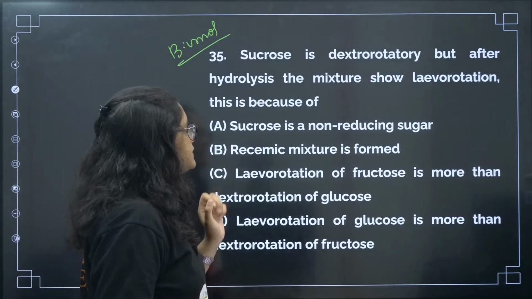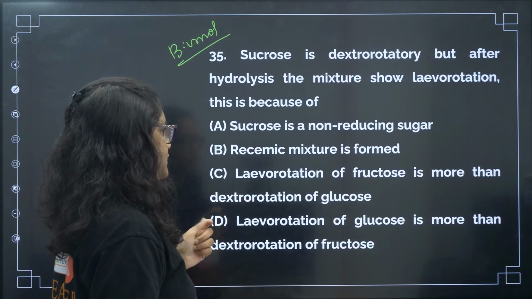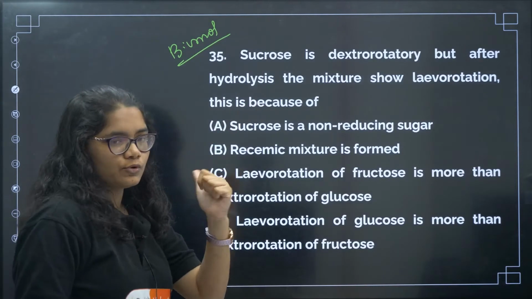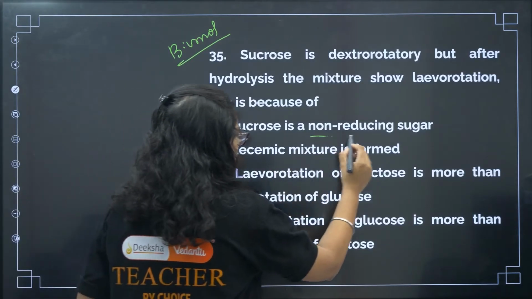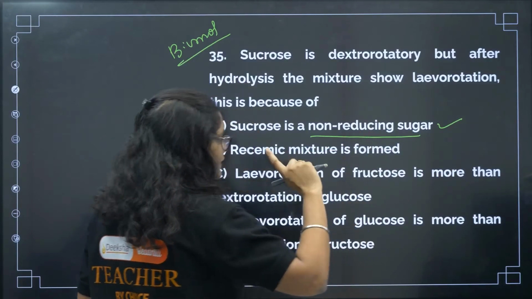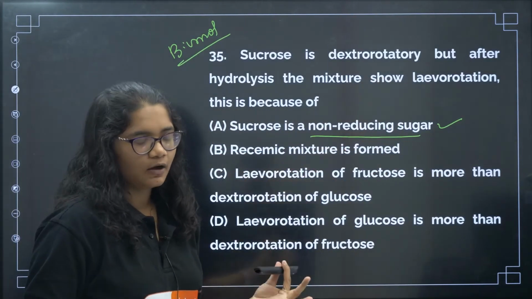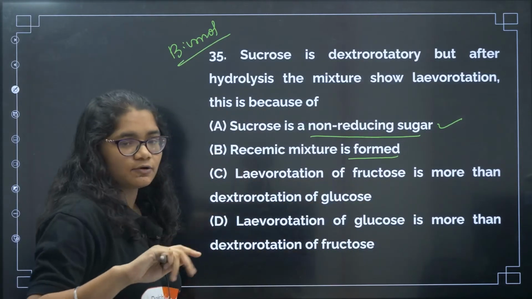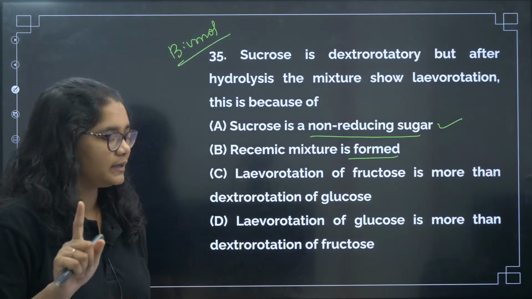Now, sucrose is dextrorotatory, but after hydrolysis in the mixture, we get levo-rotation. This is because, when sucrose breaks down, we get glucose and fructose. Sucrose is a non-reducing sugar, that is correct, but that does not affect anything about its levo rotation and dextro rotation. Racemic mixture is formed? If a racemic mixture is formed, then the compound will become optically inactive. There is no dextro and levo rotatory now.